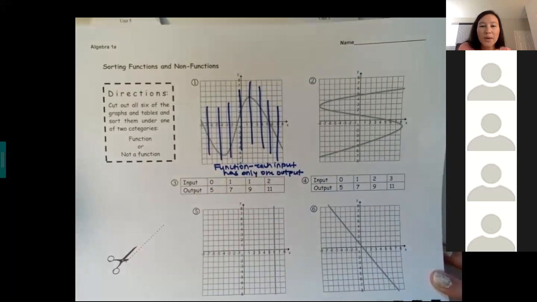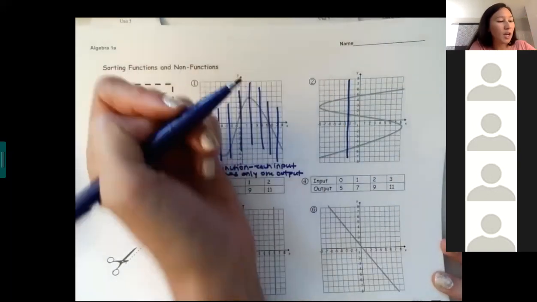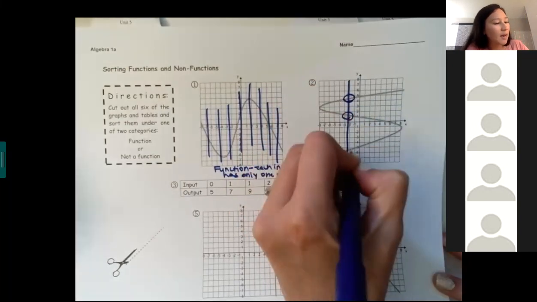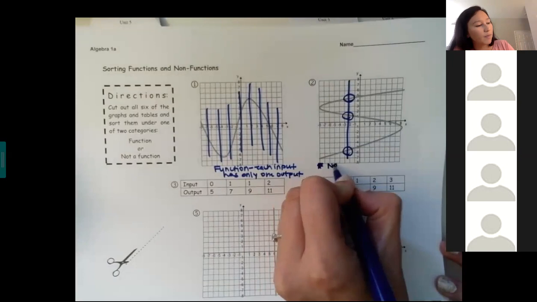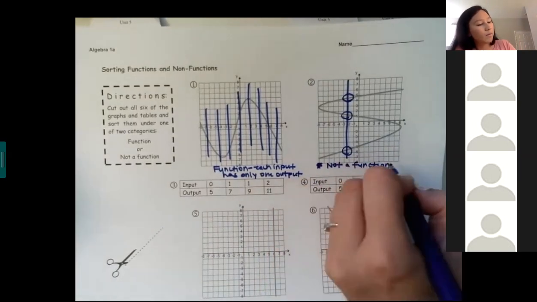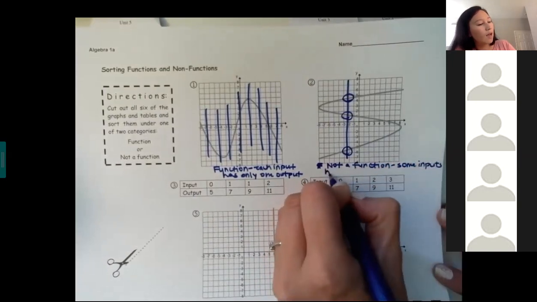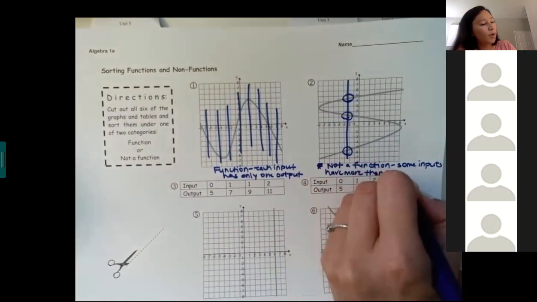Okay, Dakota, what do you think about number two? It's not a function. Excellent. Pretty much anywhere we draw a vertical line, look how many times it crosses. Good. So it's not a function. We'll say some inputs have more than one output.